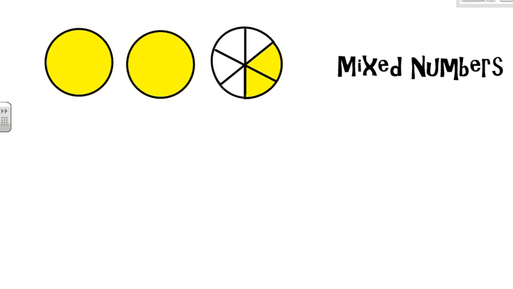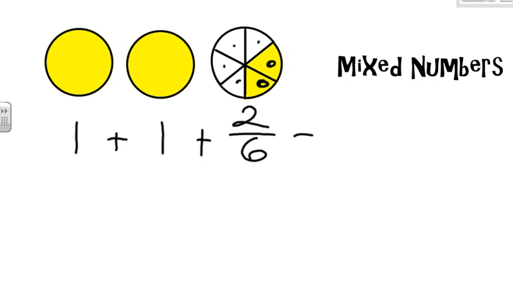Sometimes when we look at pictures that are representing numbers, we get into what are known as mixed numbers. And so as we look at mixed numbers, we need to figure out what this is, right? So this is 1 plus 1 plus, right? 1 section, 2, 3, 4, 5, 6, right? 2 of the 6 sections. From here, we're going to get an answer of 2 and 2/6. 2 of the 6 sections have been shaded.